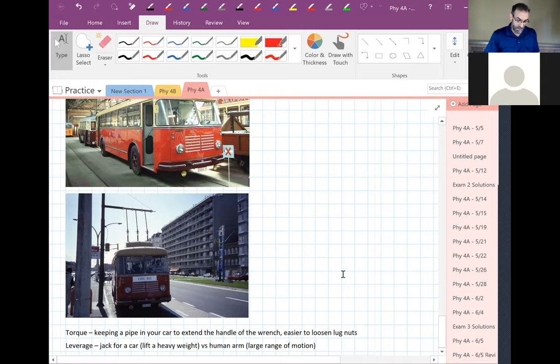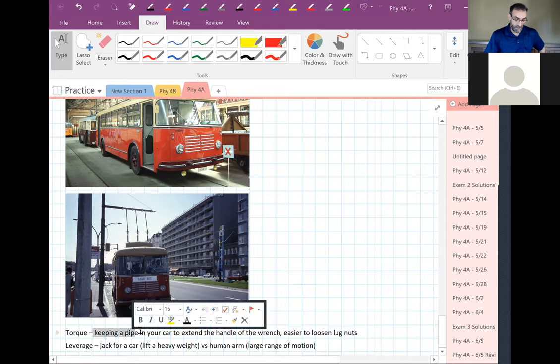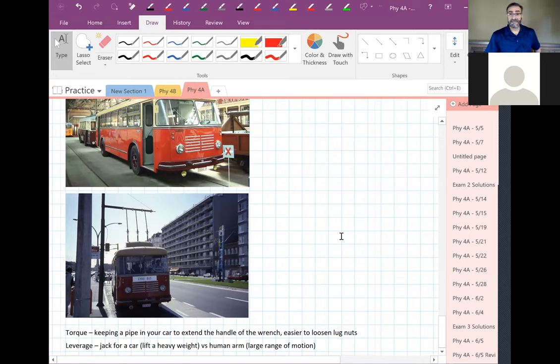And torque. So we use torque a lot with different things. One of them, maybe you've seen people do this, or maybe you even do it. You keep a pipe in your car that you can put over the handle of your wrench, because if you get a flat tire, most of our tires are pretty good these days. They don't go flat very often. So the lug nuts get kind of stuck. It's hard to loosen them. Well, what do you do? Once you're putting all your weight on the wrench, you can't produce any more torque.